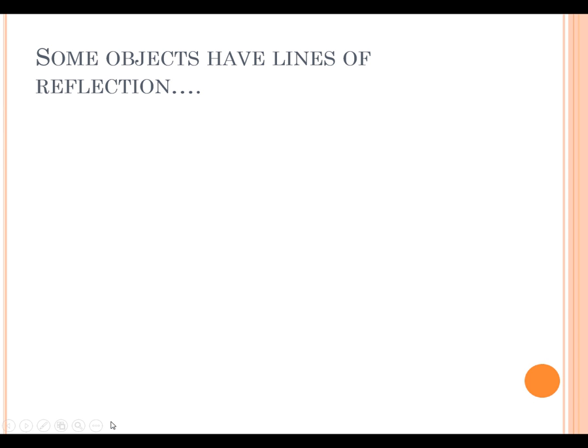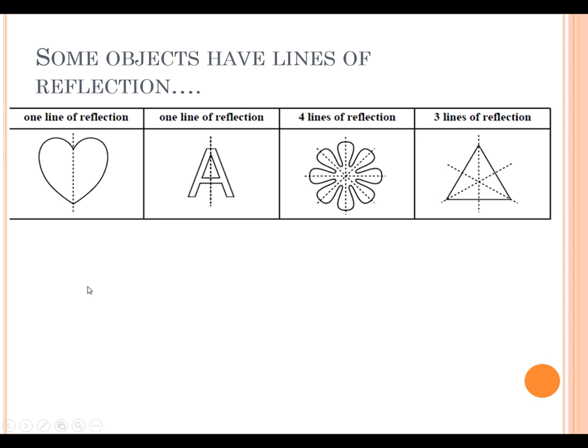So some objects have lines of reflection and some don't. Like look in here, the heart only has one line of reflection. The A only has one line of reflection. These are the only lines that will divide that shape in half and make two exact objects on both sides. Now this one has 4 lines. If you divide it any of these ways, it'll look identical on either side of that line. Same with the triangle. The triangle has 3 lines of reflection. So some shapes have only 1 line of reflection, while others have more than one, which is pretty cool.